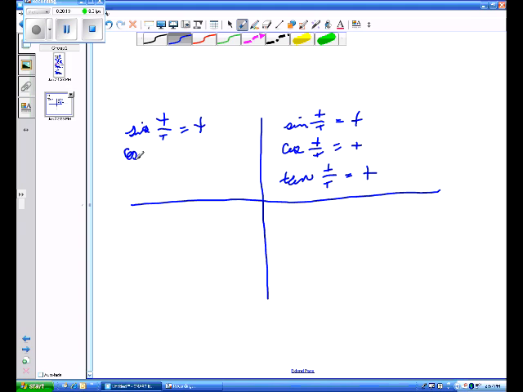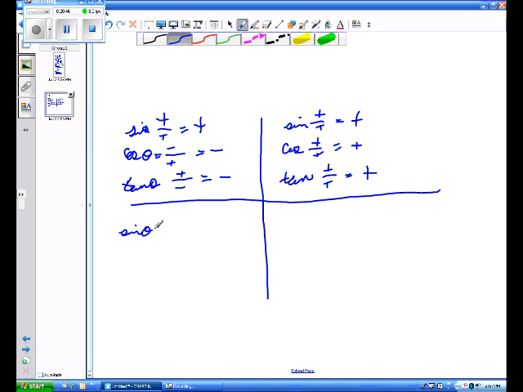The cosine is x over r. Well, in the second quadrant, x is negative, r is positive, so in the second quadrant, the cosine will always be negative. And then our tangent is y, which is positive, over x, which is negative, so the tangent will be negative. The sine and its reciprocal are positive. All of your other functions are negative.